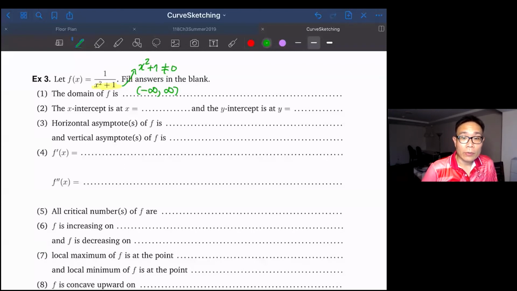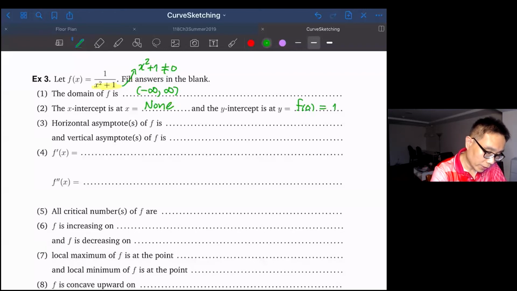And you have the x-intercept. The x-intercept is going to be none because this is never equal to 0. Okay, so 1 over x squared plus 1 is never equal to 0. So you have none for the x-intercept. For the y-intercept, you have f(0) equal to 1.